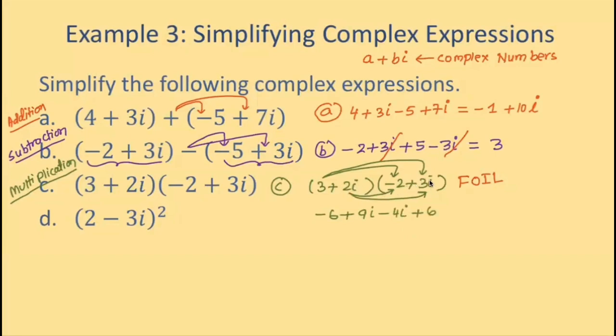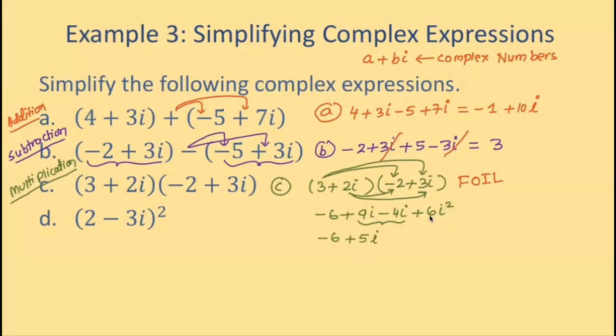And then i times i is how much? i squared. That's right. i squared. Now, let's combine the like terms. Negative 6. We can combine these two in the middle. 9i, positive 9i. So 9i minus 4i. How much is 9 minus 4? 5. So that's a 5i.